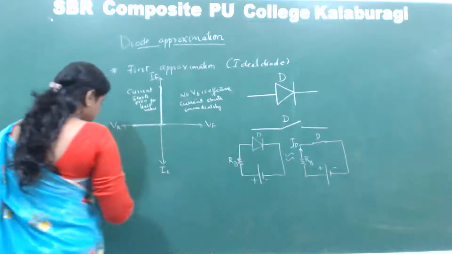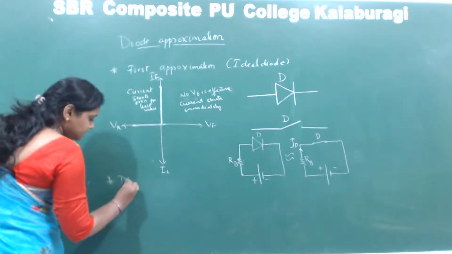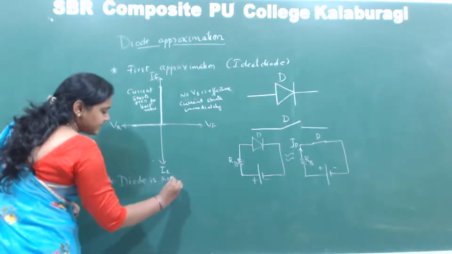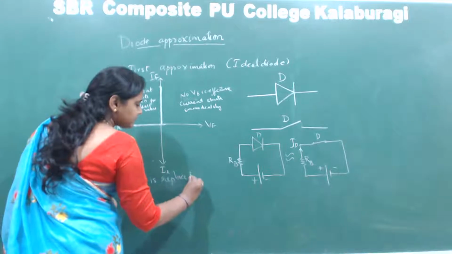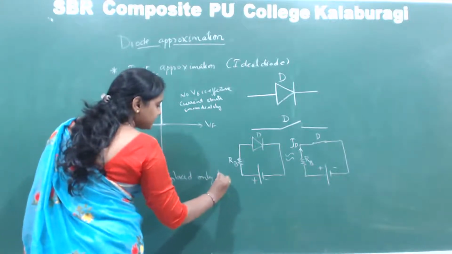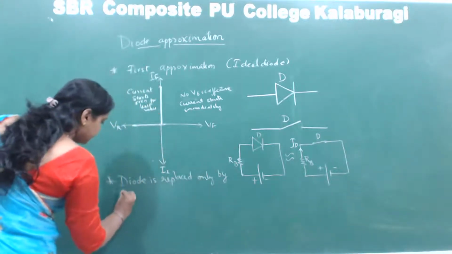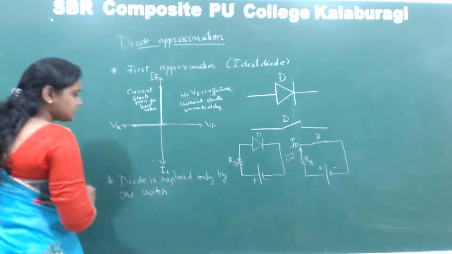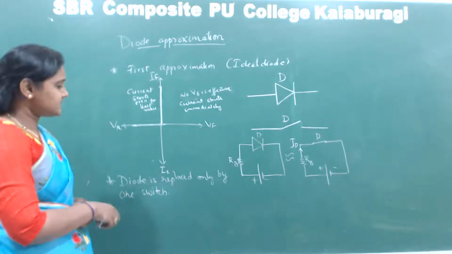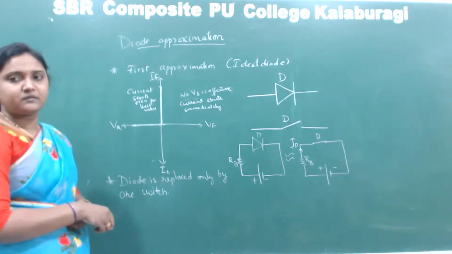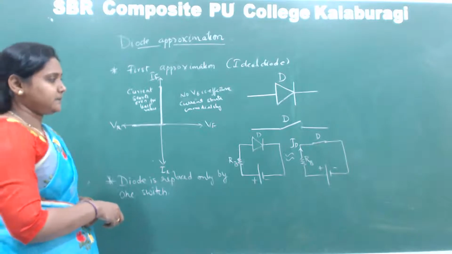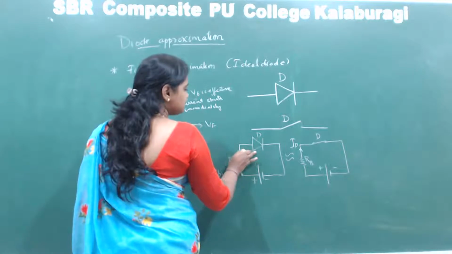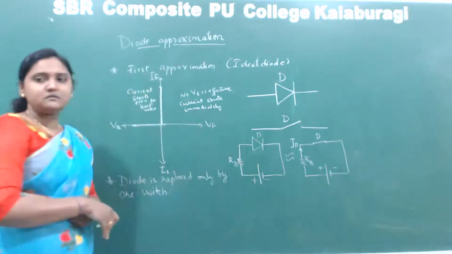So in the first approximation, the diode is replaced only by one switch. Only by one switch. Just a switch. It will be replaced. So this is the first approximation.